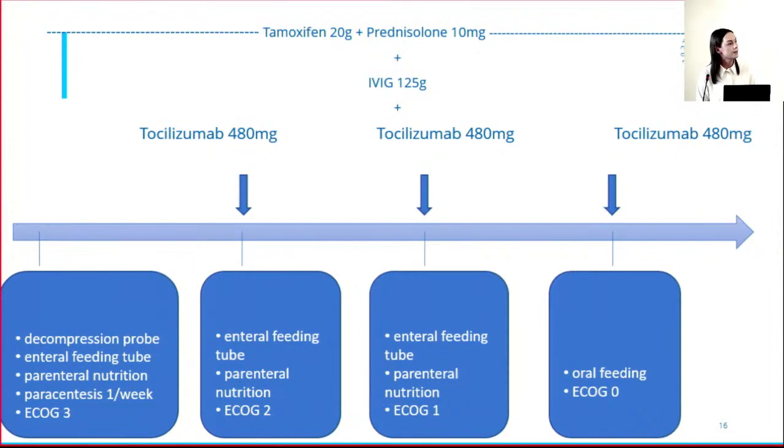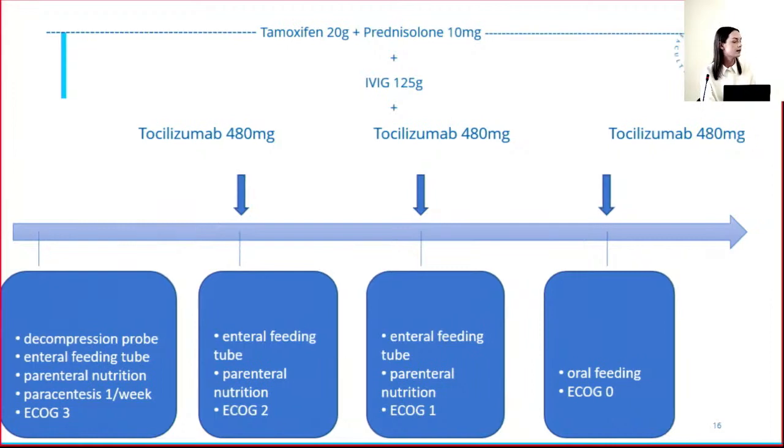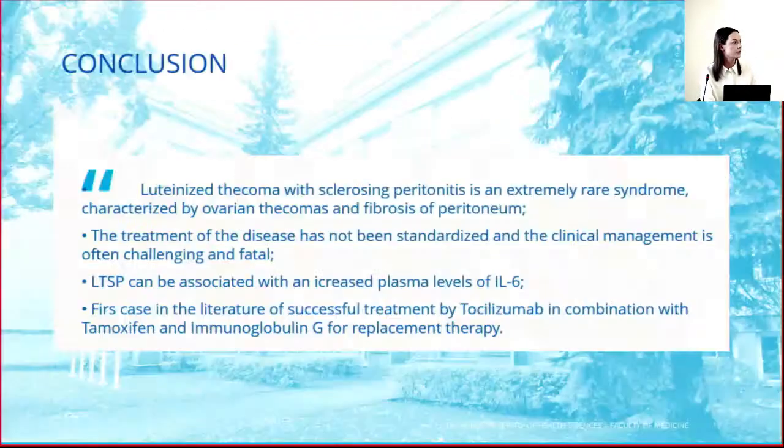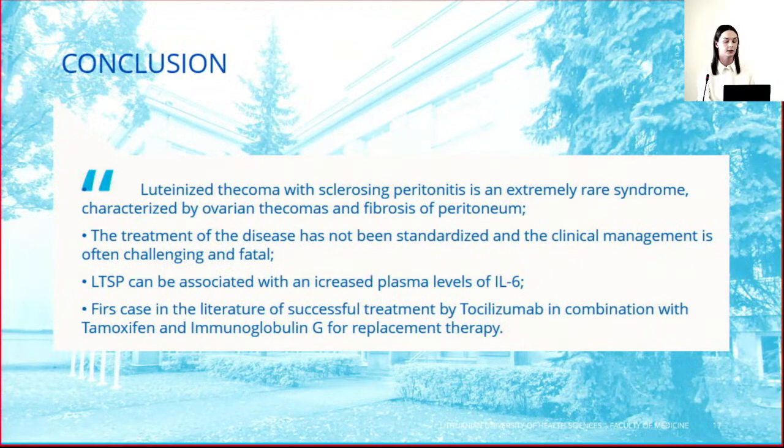After the second dose, she still was fed via tube and parenterally, but with a minimal amount of it, and she started to eat orally. After the third dose of tocilizumab, she ate only orally, and her physical condition was mostly in the same position as before this disease occurred. And happily we can say that now our plan is to discharge our patient home with treatment with tocilizumab every 2 weeks, and with replacement therapy of immunoglobulin G and tamoxifen.